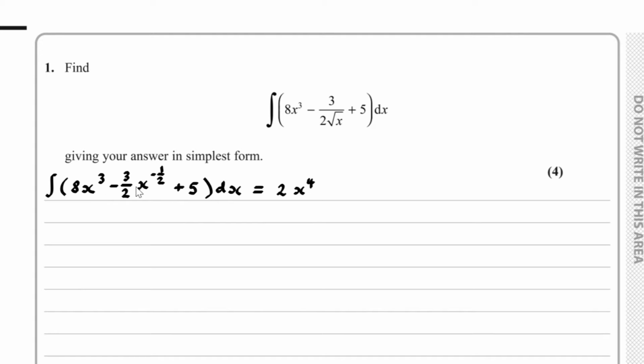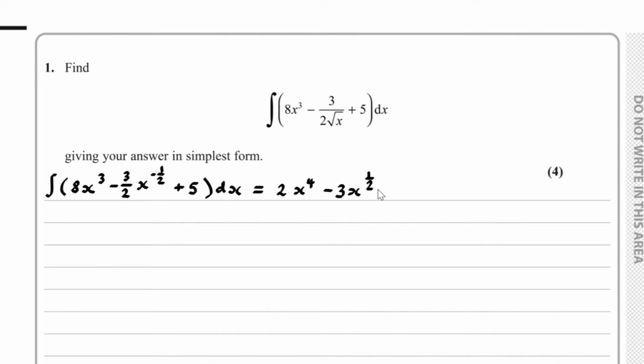Similarly, if we were to integrate negative 3 over 2 x to the negative 1/2, well, we add 1 to the power, negative 1/2 plus 1, that is x to the half, and then we divide by the new power, negative 3 over 2 divided by 1/2, that's negative 3.